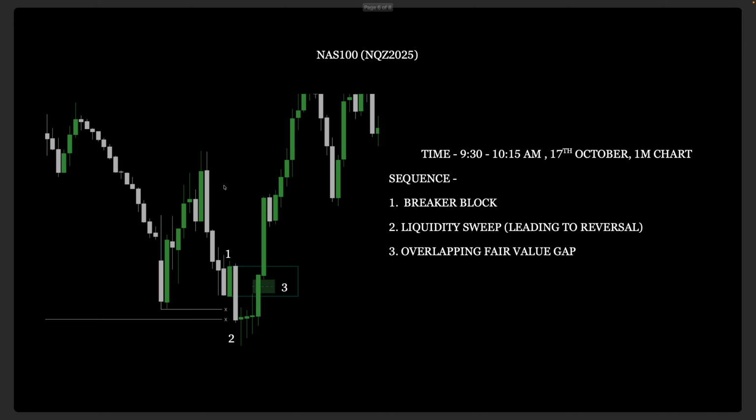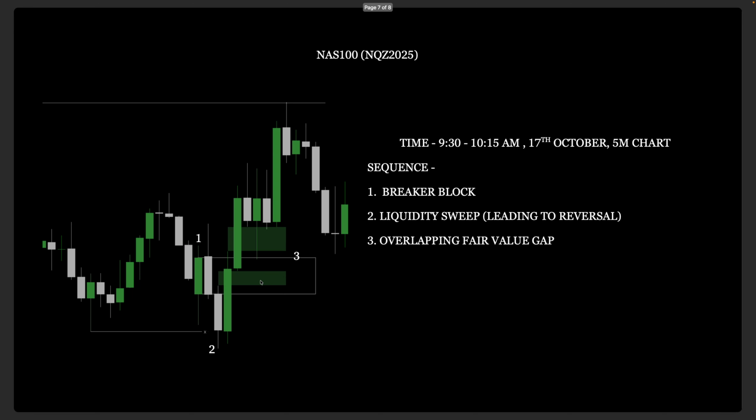So this is another example. On the 1 minute chart, there is one bullish candle right here, the bearish order block. Price came here, swept liquidity, that's level 2, and then third, overlapping fair value gap within the breaker block. Here also there was no retracement, so entry on this would have been a little tricky, but this is a really good example of an A or an A plus setup for a unicorn model.